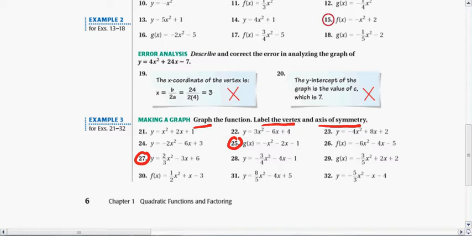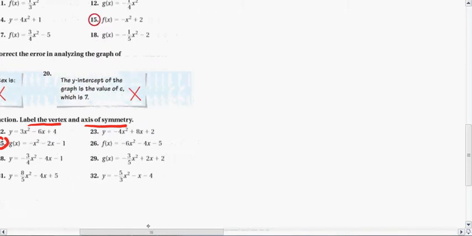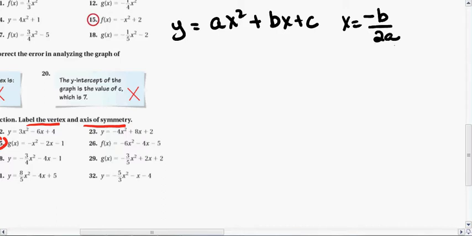So we're going to start with actually finding the axis of symmetry and the vertex, and then we'll put them on the graph. You need two formulas for this. One formula is going to be the equation that they're giving you. So it'll be y equals ax squared plus bx plus c. And the other formula that you're going to need is the one for the axis of symmetry, which is x equals the opposite of b over 2a.